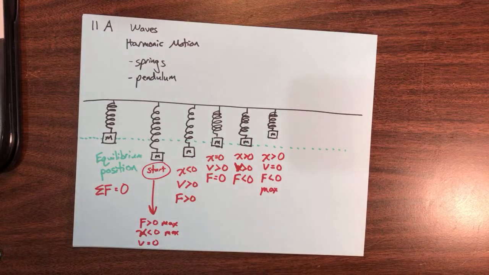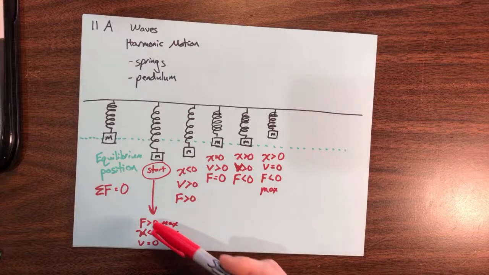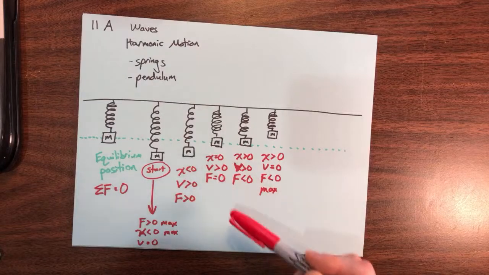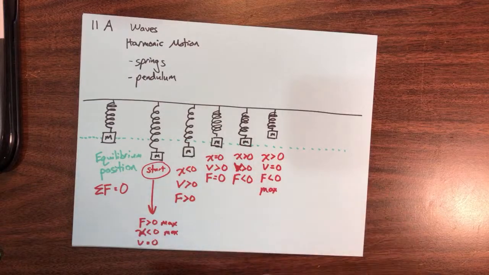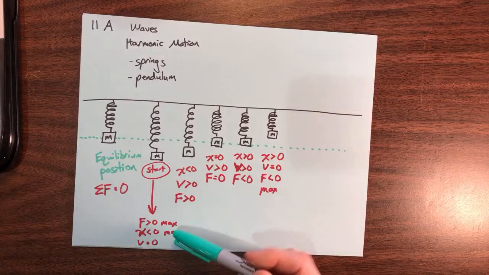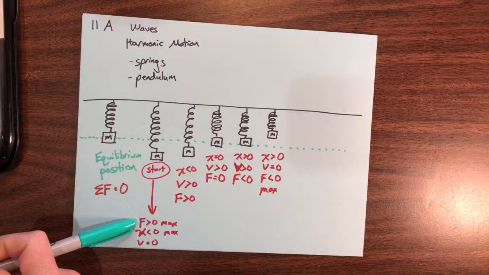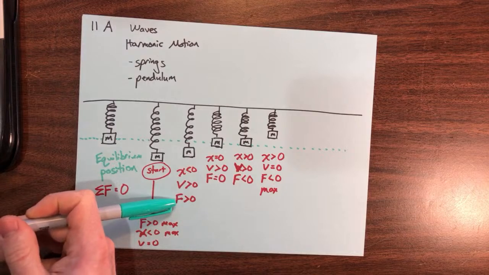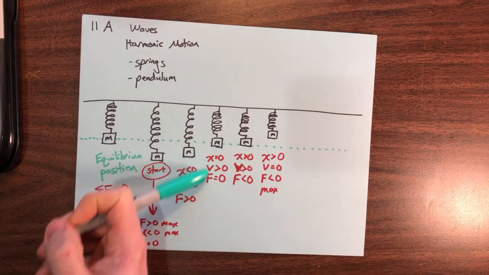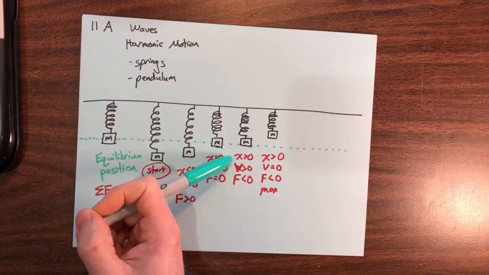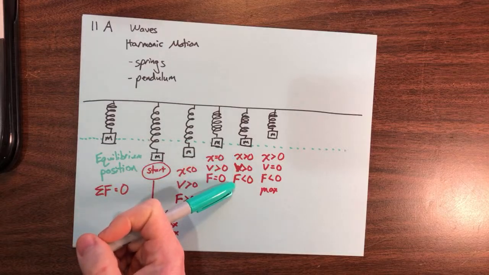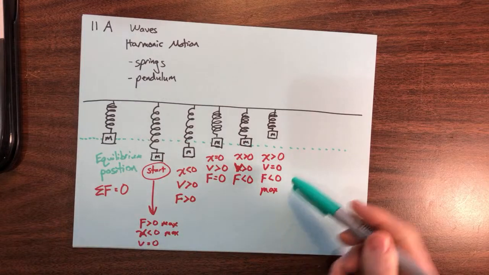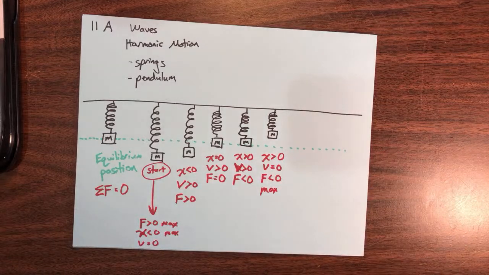Okay. So when we look at this, we notice that the force and the displacement are always opposites. Pay attention to that. So down here, when our force is positive, the displacement is negative. When they're both zero, they're both zero. And then over here, the displacement is positive and the force is negative. So the force and the displacement are always opposite in terms of their sign.